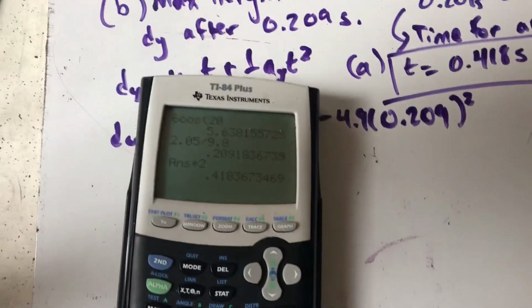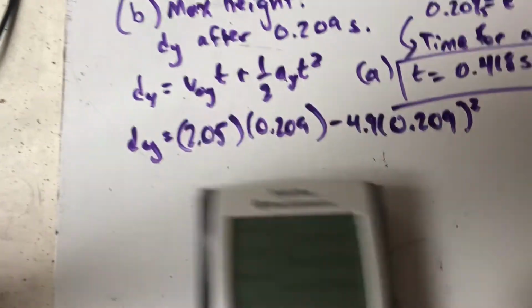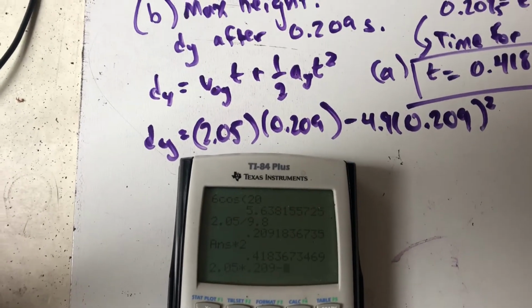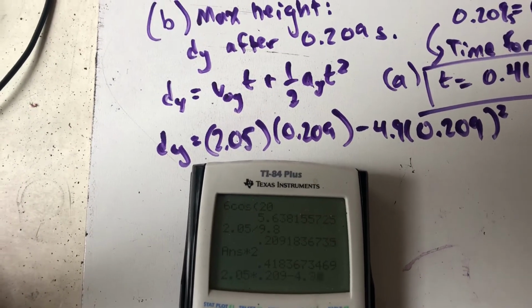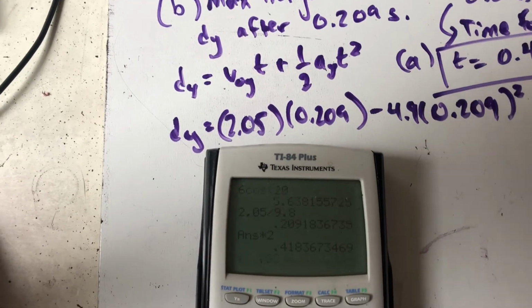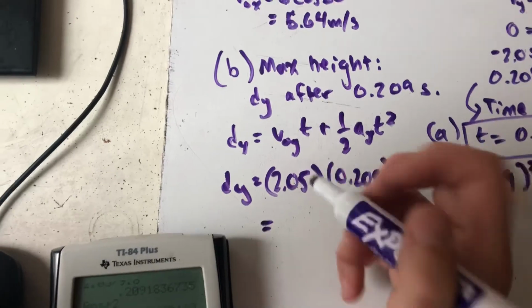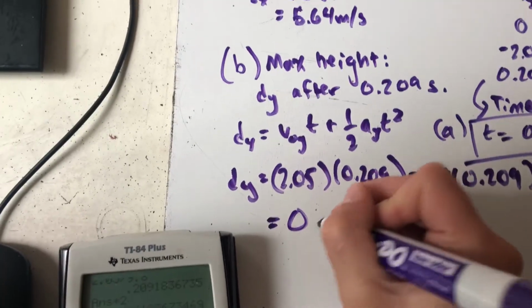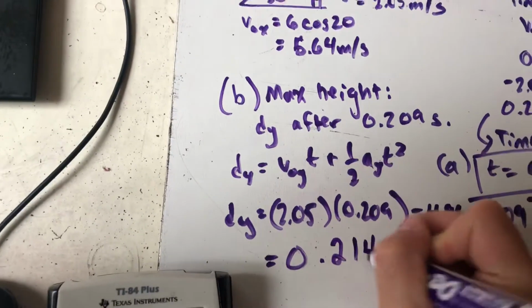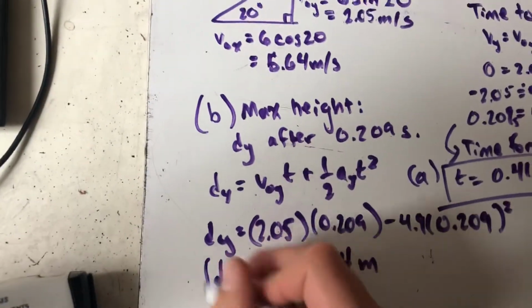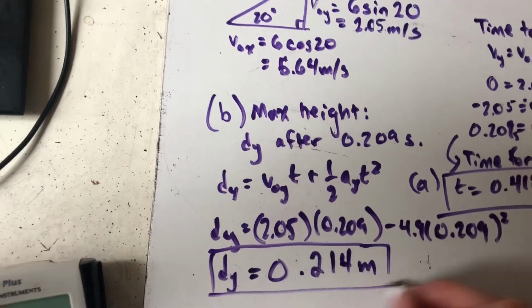2.02 times 0.209 minus 4.9 times 0.209 squared. Fabulous. So their total y distance is 0.214 meters, which makes sense. They're not going to be traveling terribly high above the water if they're just diving off the side of the pool.